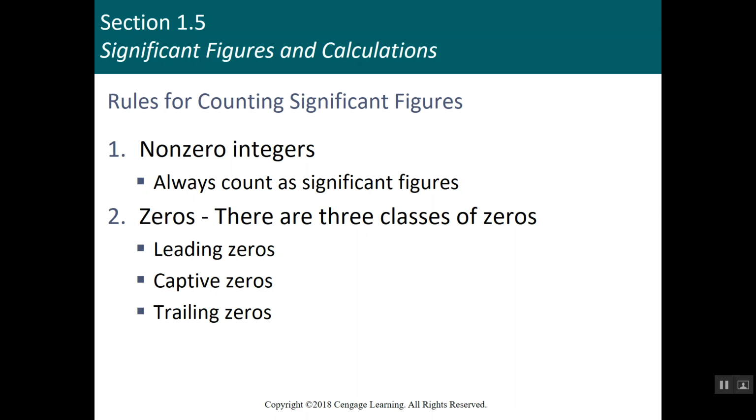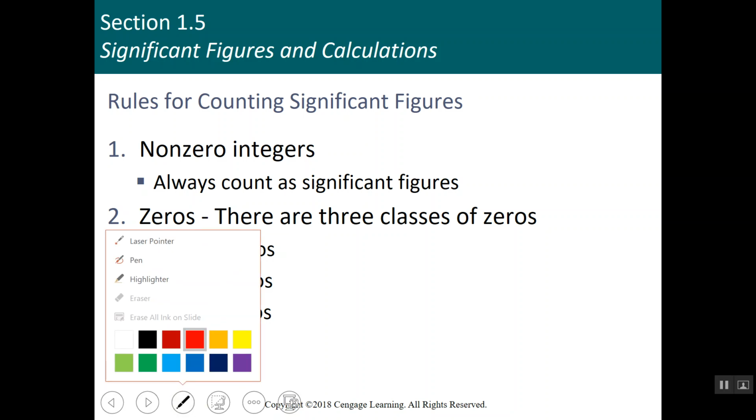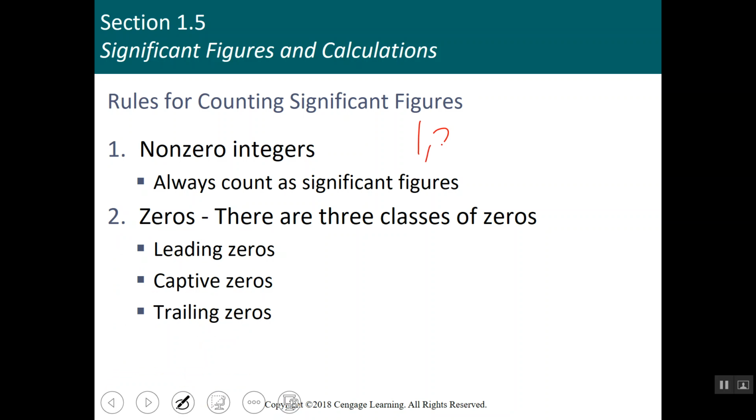Non-zero integers always count as significant figures. So non-zero integers would be things like 1, 2, 3, 4, and so on. So 1, 2, 3, 4, 5, 6, 7, 8, and 9. All of those integers are non-zero integers or non-zero digits.